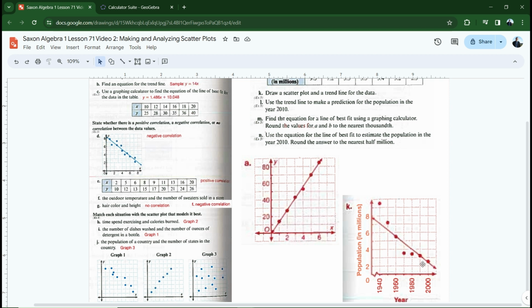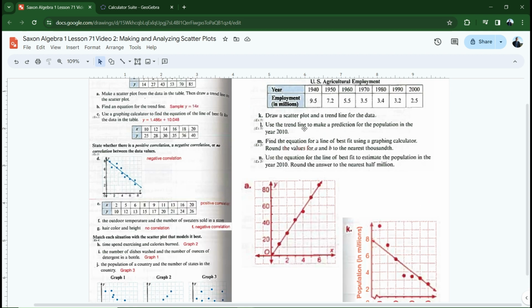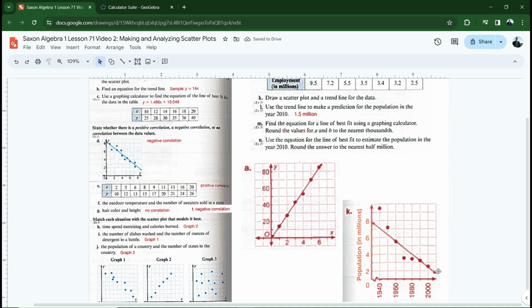For 2010 is going to be right here. We're going to figure out about what the point is going to be at 2010. So this is a population in millions. We're not quite going to be at 2 million. We're going to be way over 1 million, so maybe 1.8 million. Let's see what we got here. 1.5 million. Okay, I could buy that. For 2010, this is counting up by tens. At 2010, we might be at 1.5 million. 1.8 million would be a good answer as well.